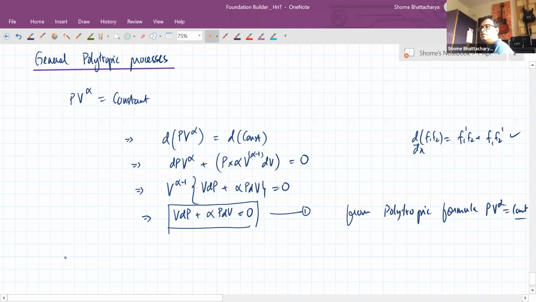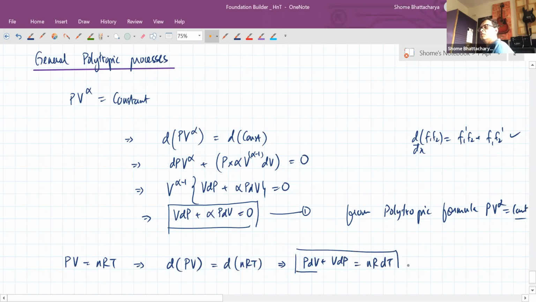Now, second thing we have is PV is equal to nRT. So we apply the differentiation or small change concept over here. We'll get PdV plus VdP is equal to nRdT. So this is our second equation, which is coming from the ideal gas law, but in differential form.